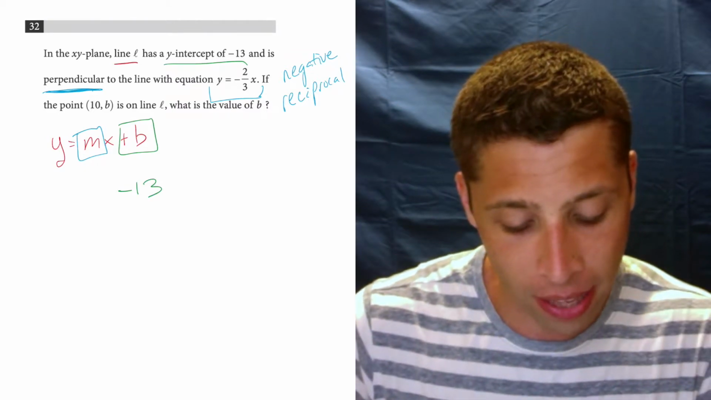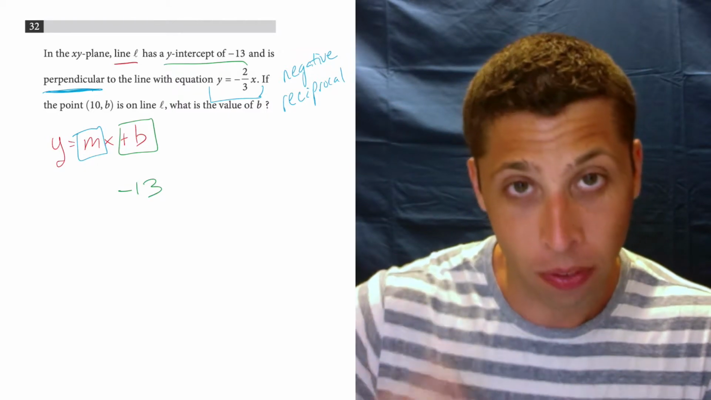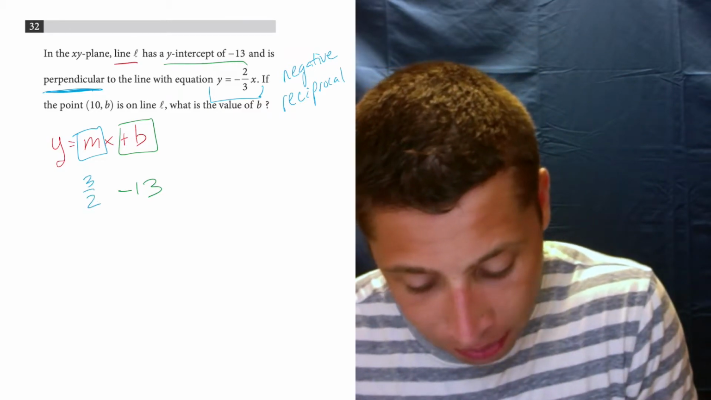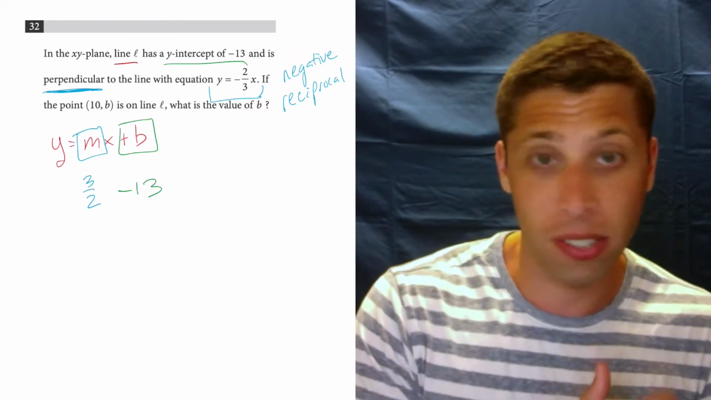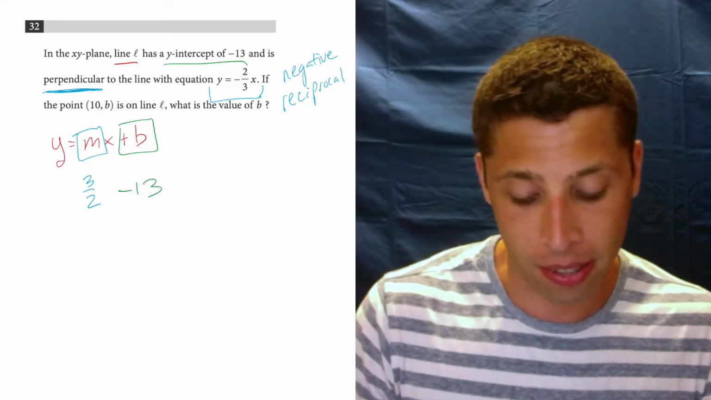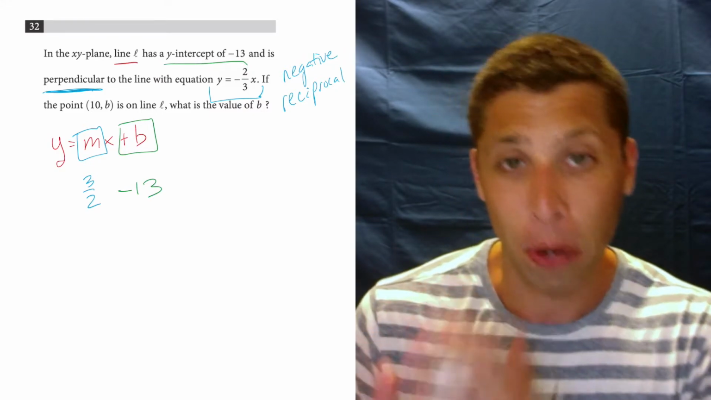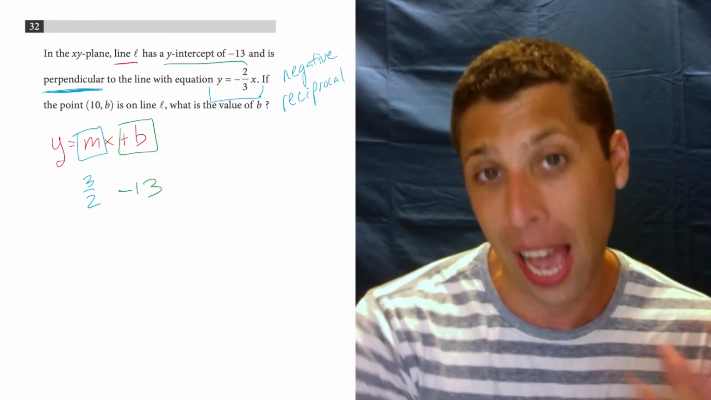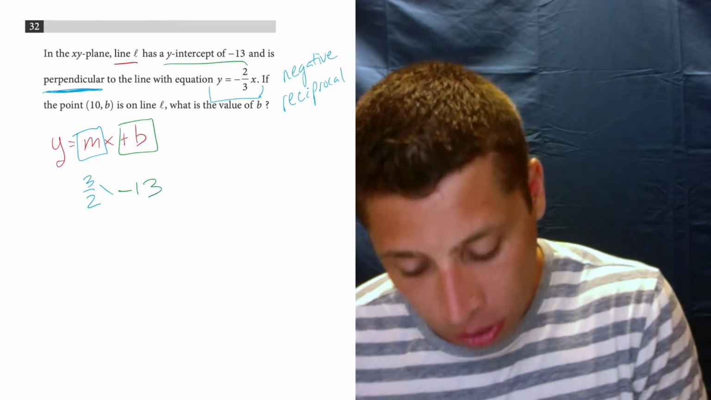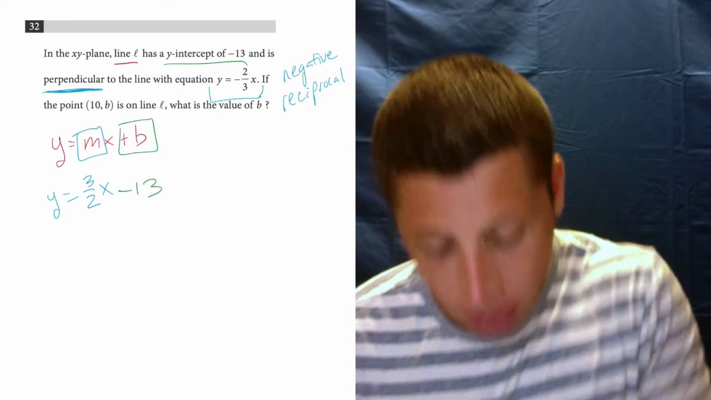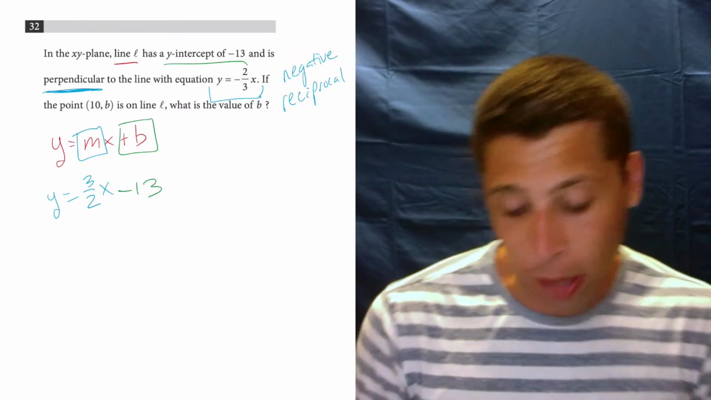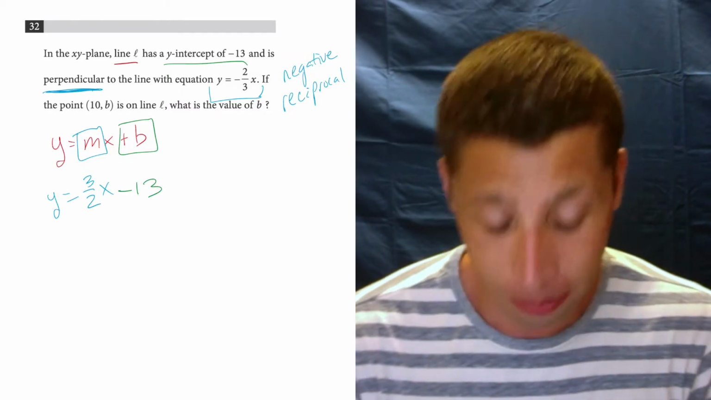So we take that negative 2/3, we flip the fraction to get 3/2, and we reverse the sign so negative becomes a positive. So negative 2/3 is the slope we started with. The perpendicular slope would be 3/2. And so now we've got an equation of a line. y equals 3/2 x minus 13.